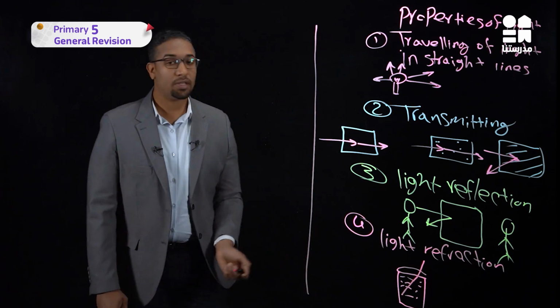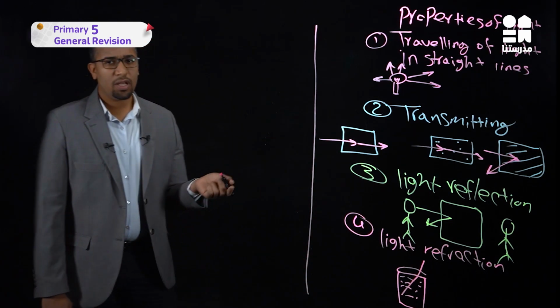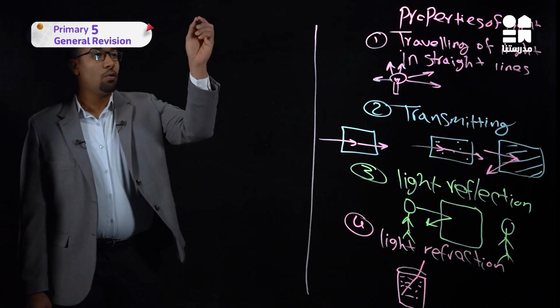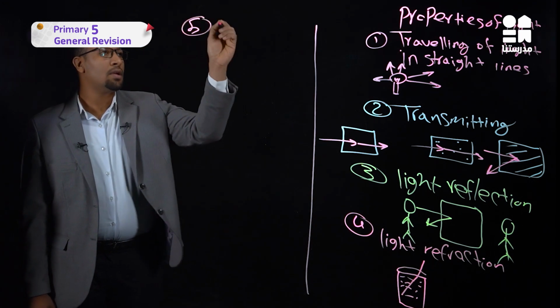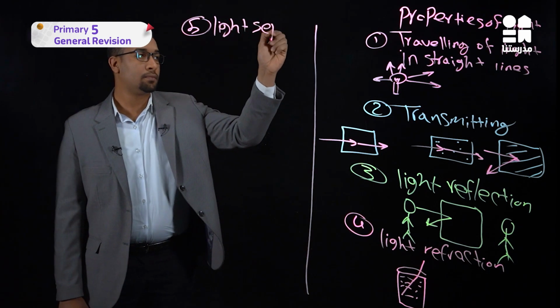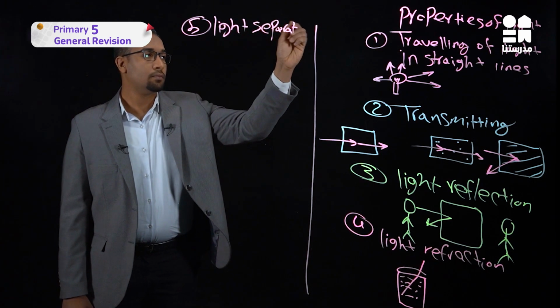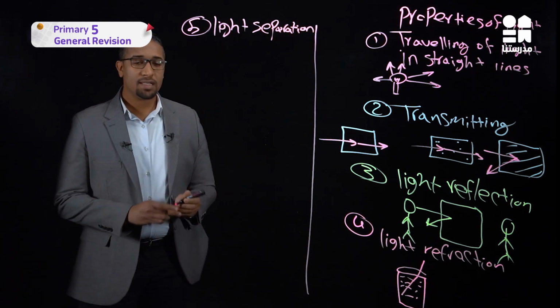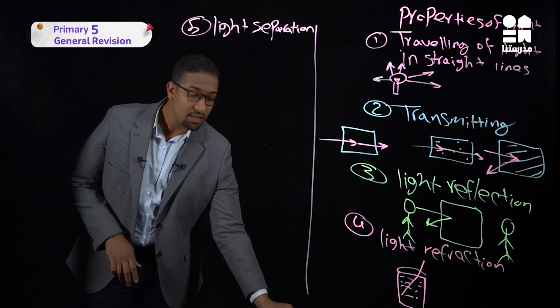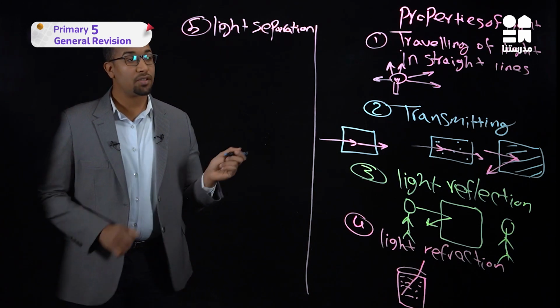Again, property number 5. If we remember property number 5, it was light separation. So 5, light separation. Light separation or splitting of white light. White light splits into 7 spectrum colors.